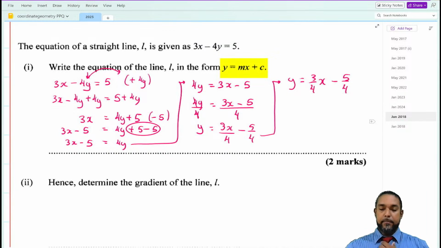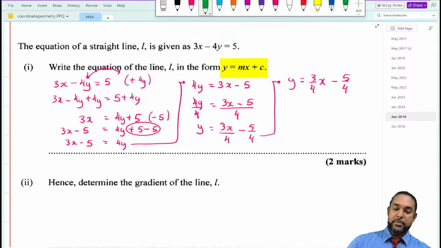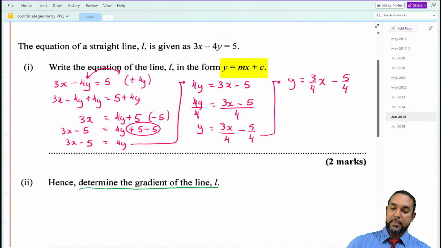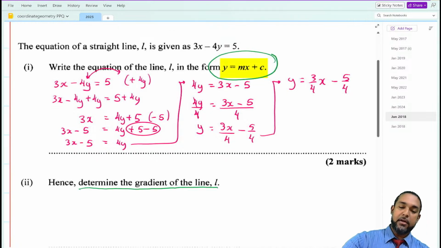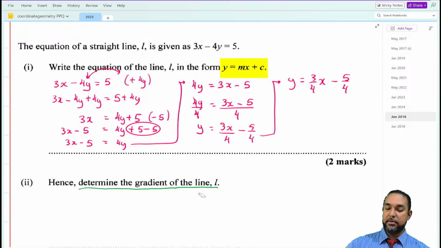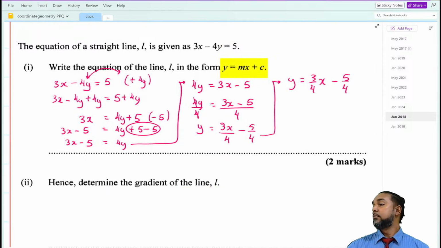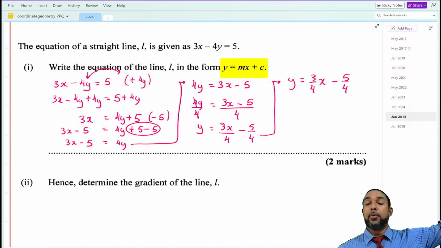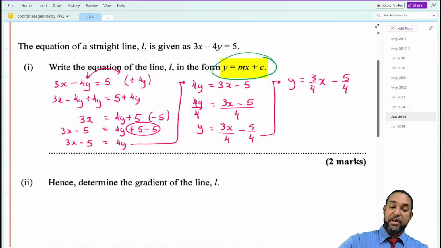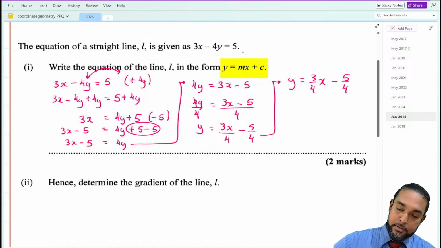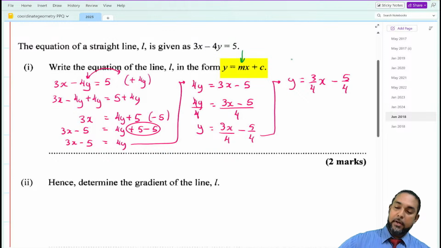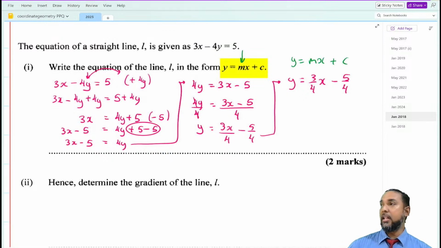Alright, lovely. Okay, next piece here says to determine the gradient of a line. Now, when the line is in this form in the yellow here, which of those letters represents the gradient? M. Very good, Leo. So M, right? And here now, if you have y equal to mx plus c, what's the value of m here? 3/4, 3 over 4, right?